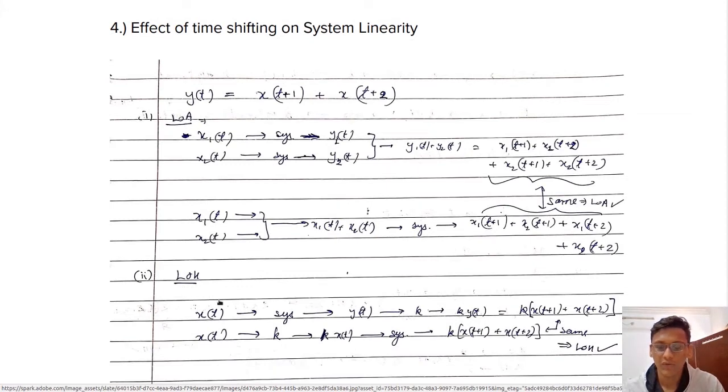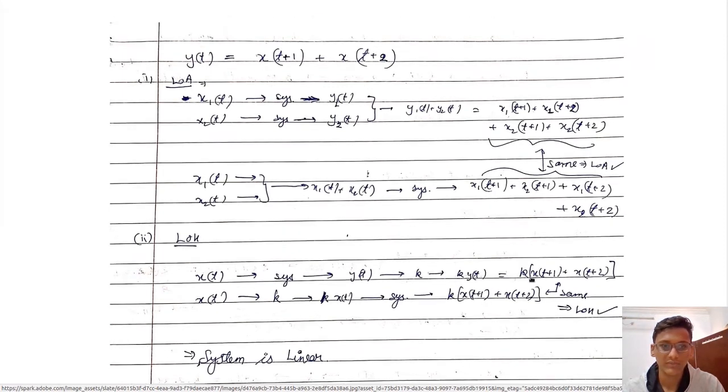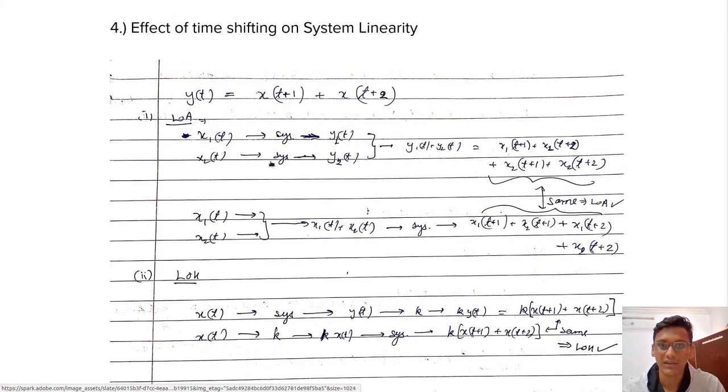Now let's see the law of homogeneity. x(t) passed to the system, we get y(t), and multiplied with the constant k, we get k y(t). According to the system relationship, that would be k into x(t+1) plus x(t+2). Again taking the same signal, multiplying it with the constant k, we get k x(t), and passing it through the system, we get k x(t+1) plus k x(t+2), which is exactly the same as the result we got earlier. That means the law of homogeneity is again obeyed, which means the system is linear.